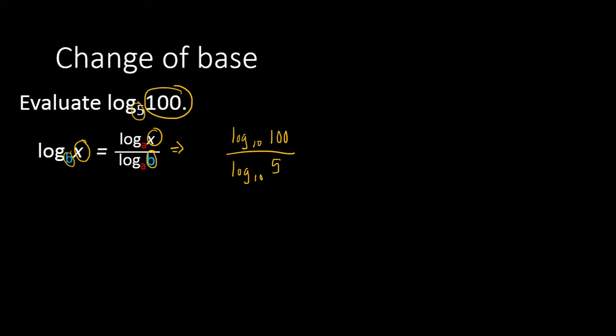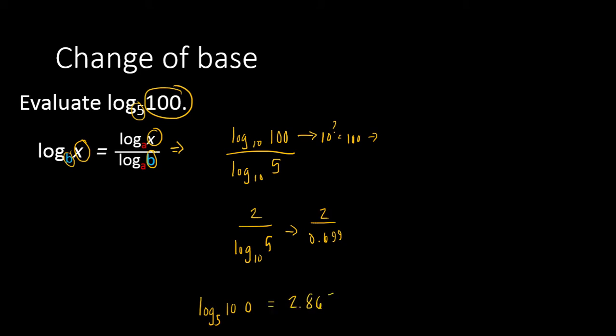Notice in this case that log base 10 of 100, we can actually solve ourselves, right? The question is 10 to what power equals 100, so I can solve that in my head. It's just 2. So this becomes 2 over log base 10 of 5. Log base 10 of 5 I can't solve in my head. I will have to use a calculator for, and it comes out to about 0.699. So 2 over 0.699, I find that my answer, log base 5 of 100, equals about 2.861. Perfect.